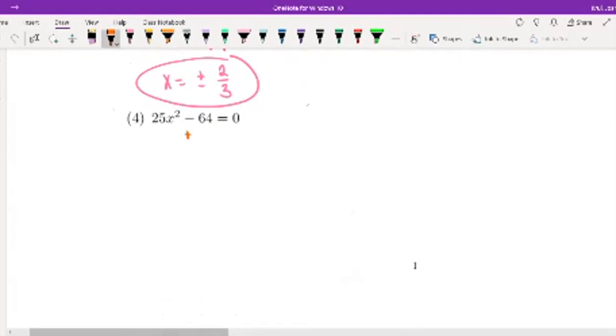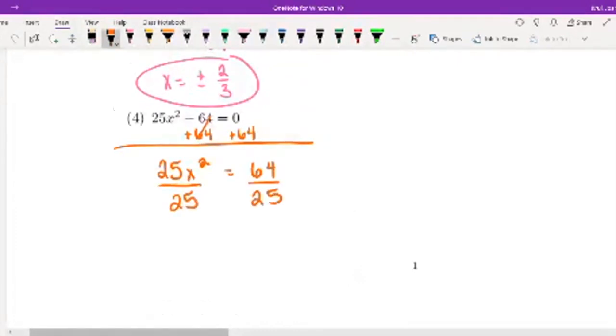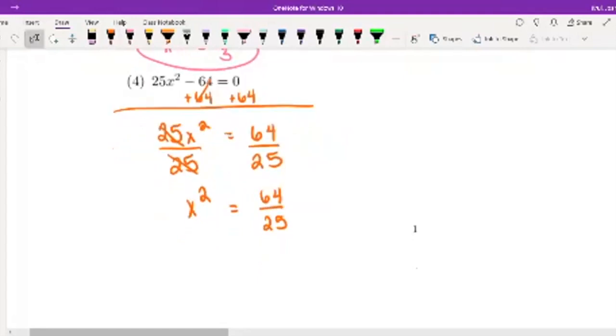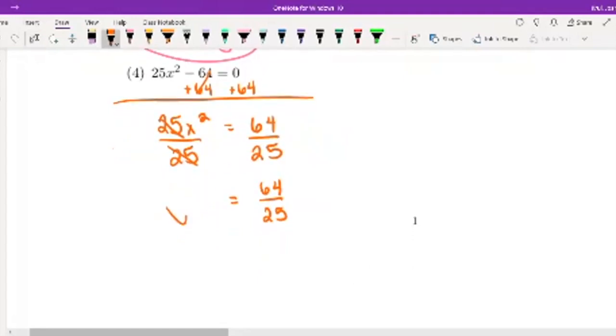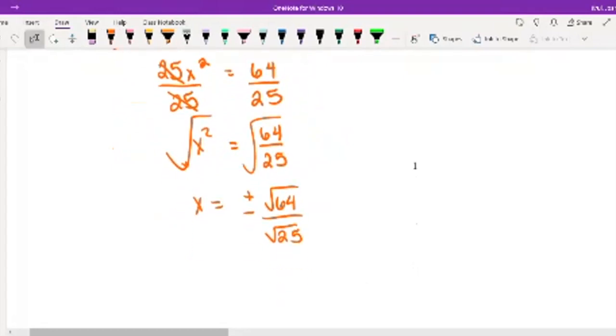Same thing here. We must add that 64 to both sides to get that x squared alone. x squared is still not alone, so we have to divide both sides by 25. There's no reason to simplify the 64 over 25 until after you take that square root. So once we take the square root of both sides, we get x equals the positive and negative square root of 64 over the square root of 25, which is just the positive and negative 8 over 5.